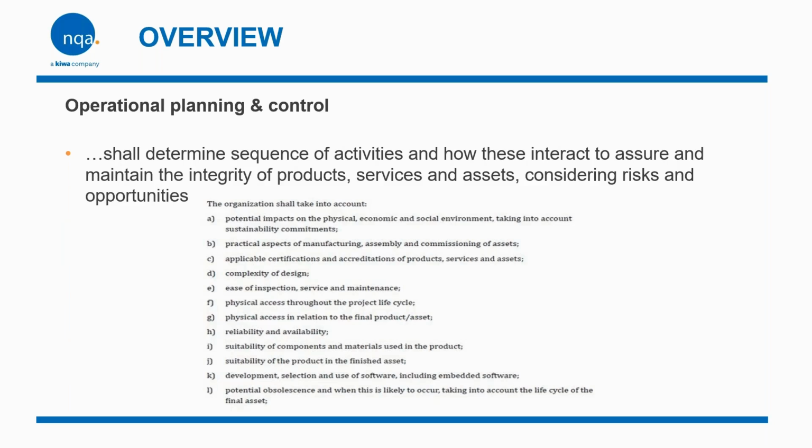So when you move on to operation planning and control, it shall determine the sequence and activities of how these interact and ensure and maintain the integrity of products, services, and assets, considering risks and opportunities. You might not be able to read this, but the organisation should take into account, and it gives some examples: potential impacts of the physical, economic and social environment, taking into account sustainability commitments, complexity of design, ease of inspection, service and maintenance. It talks about physical access throughout the project life cycle, and the sustainability of the product and the finished asset.